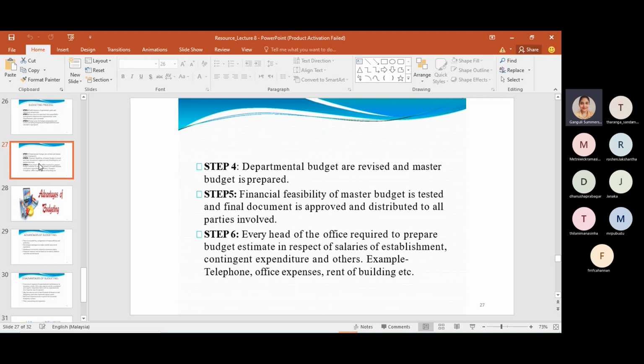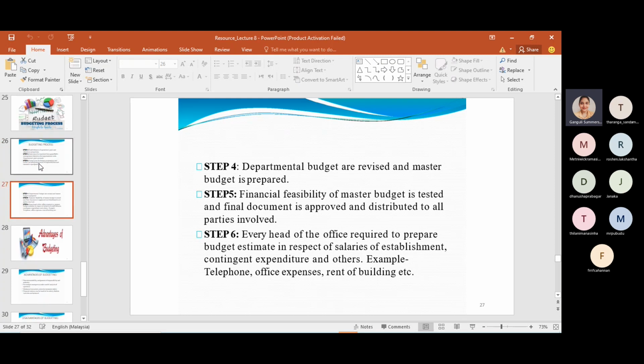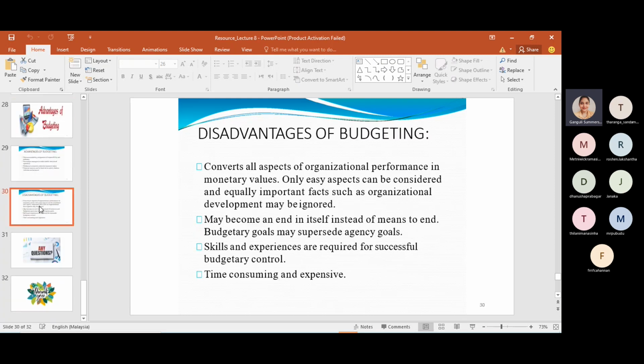Likewise, you can see there are so many things involved in the budgeting process. There is so much to do when preparing a budget, right? So this can be time consuming. Budgeting is not something that you can do within just a few days or a few weeks. It takes time. It consumes a lot of time. That is another disadvantage of budgeting.